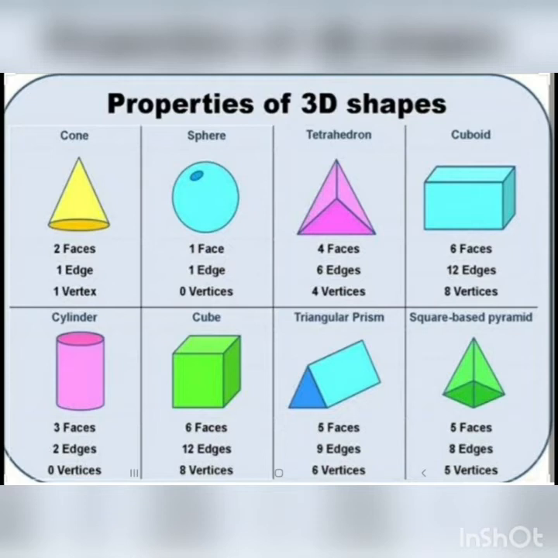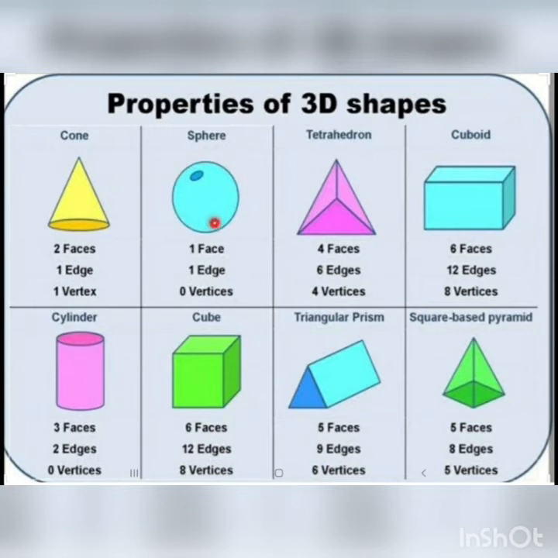So the first one is a cone. How many faces? 2 faces. So what are the faces? One, this one down, that is the circular base, that is one face, and one is this curved face. So total 2 faces. Then one edge: that edge means this curved face and the base face are connected with this edge, isn't it? So that is one edge and one vertex over here. So that is the case of a cone.